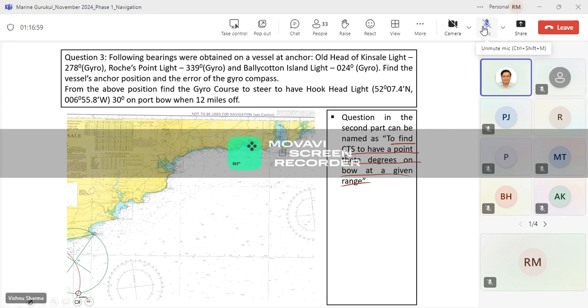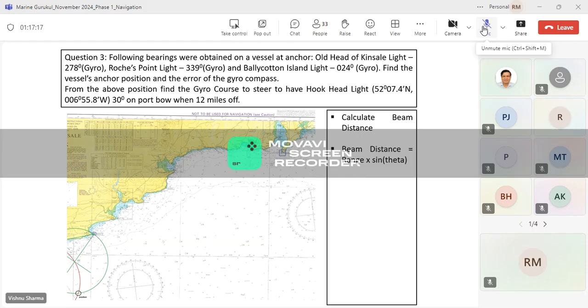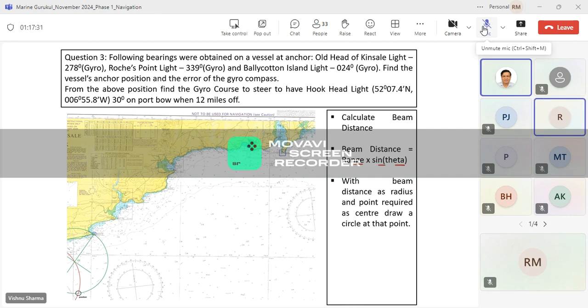Here is the anchor position. And now I have taken the full chart up to what is required. Here is the hook head light. To solve this question, what will you do? First, you will remember this formula. Beam distance is equal to range into sine theta. Beam distance is equal to range into sine theta. Whatever is the range in a question and whatever is the value of theta. In our case, range is 12 miles, theta is 30.